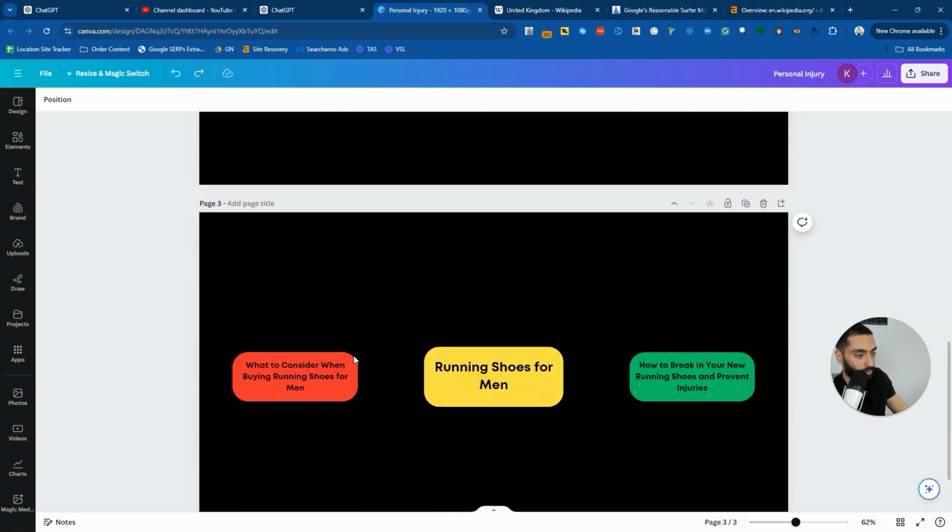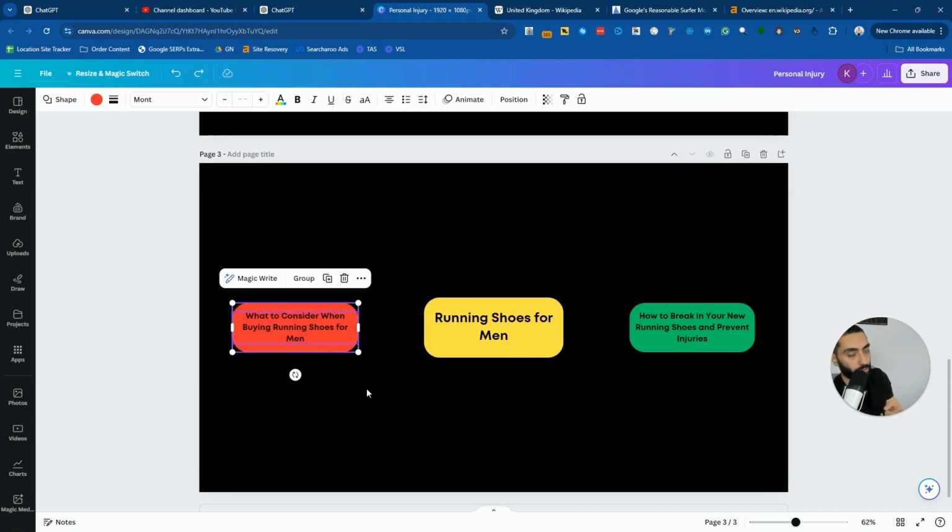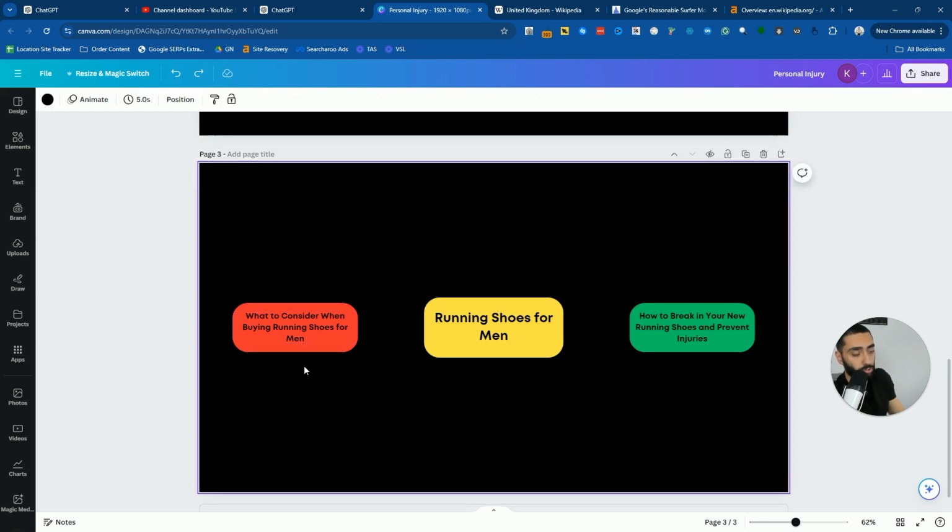Now, let's take a look at another example, right? So running shoes for men, right? What to consider when buying running shoes for men. So again, you could be talking about the different soles. You could be talking about, let's say, straps versus laces, if that's one thing that people should take into consideration. You could be talking about the style of running. Is it a running shoe for treadmills? Is it a running shoe for long distance? Is it a running shoe for sprints, etc.? So you could be mentioning all of these within that article.